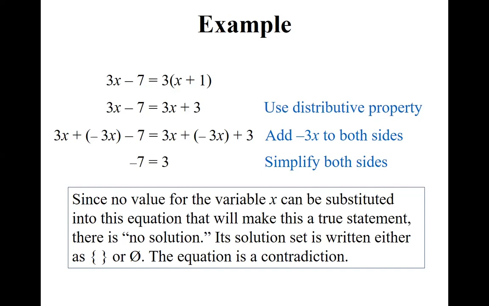Since no value for the variable x can be substituted into this equation that will make this a true statement, there is no solution. The solution set is written either as literally an empty set or this symbol for the empty set, a 0 with a slash through it. The equation is a contradiction. So there's no solution there. We can never make negative 7, 3. You were correct.